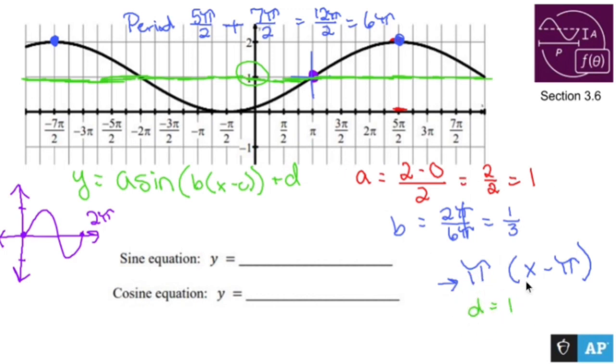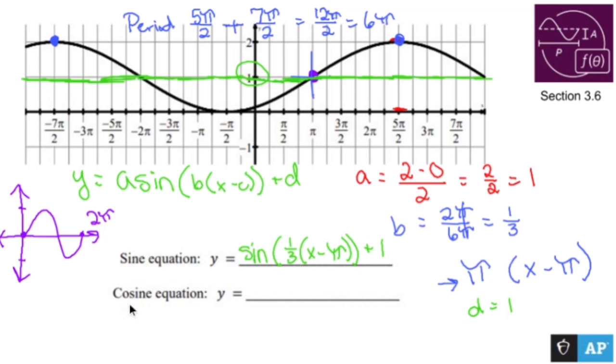Now I have enough information to put all of my sine stuff together. Y is going to equal an amplitude of 1, which is an invisible 1, don't need it, sine. My B is a third, parentheses, x minus pi, because it's right pi, close it, and my D is positive 1 because I shifted up 1. That's my sine.